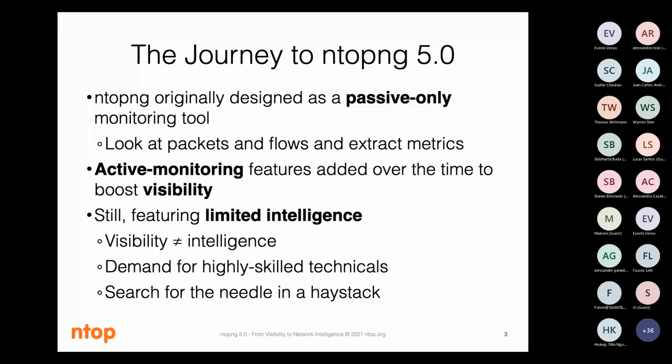That has increased significantly the visibility provided by ntopng. But still, we figured out that the intelligence provided with the tool was somehow limited. Because actually, there were plenty of network metrics, plenty of information, but it was somehow like finding a needle in a haystack to just open ntopng and get to the most important information. And it also required significant skills in terms of networking and security. So what we wanted to do in this 5.0 release was to try and move from pure visibility towards intelligence.